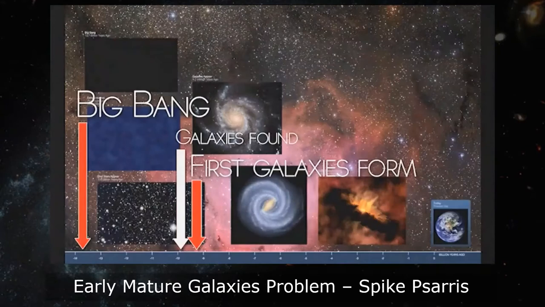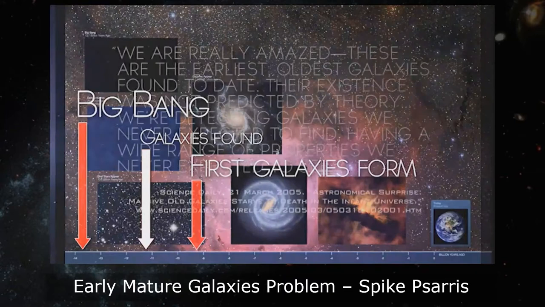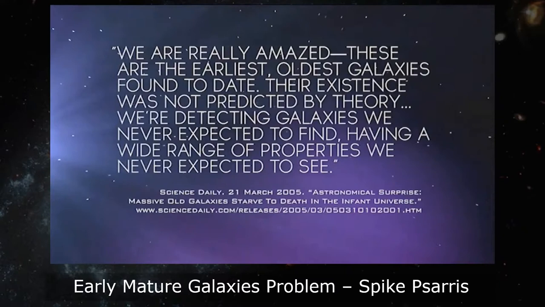Another group announced they had observed a group of galaxies that existed only 2.5 billion years after the Big Bang. But contrary to secular expectations, they were not only massive, but also very old. The astronomers said, "We are really amazed. These are the earliest, oldest galaxies found to date. Their existence was not predicted by theory. We're detecting galaxies we never expected to find, having a wide range of properties we never expected to see."